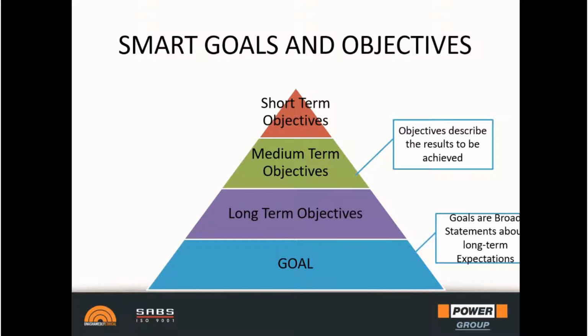So to get my driver's license, I would need to decide when I would want to get my license, and this can be considered a long-term objective. I need to study and write my learner's license. That could be considered a medium-term objective. And I would need to practice driving every day. That would be the short-term objective.